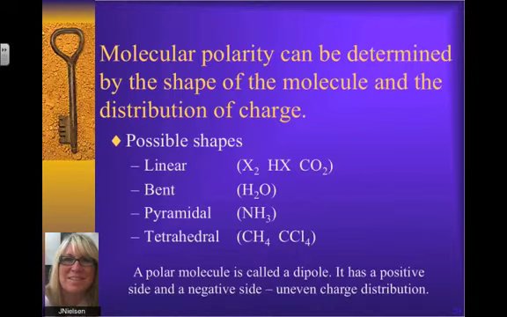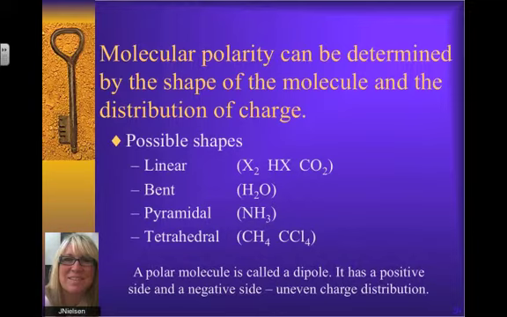Molecular polarity can be determined by the shape of a molecule and the distribution of the charge. We call these shapes linear, bent, pyramidal, or tetrahedral. Linear just means that it's in a line. Bent is like water. A pyramid is like NH3 or PCl3 because you've got that lone pair of electrons on top. Tetrahedral is in 4 directions, so it looks like a cross.